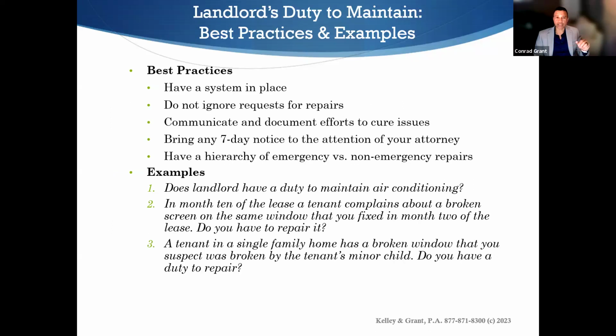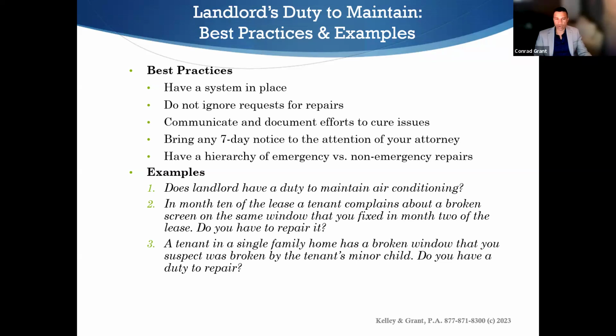So here's some best practices for the landlord who wants to be a good landlord. Have a system in place. Don't just wing it. Have a written system in place of how you're going to handle things. Do not ignore requests for repairs. Communicate and document your efforts to cure issues, because some tenants like to complain. They know the law very well. So they'll complain and then they won't allow the landlord to cure. And I see it all the time.